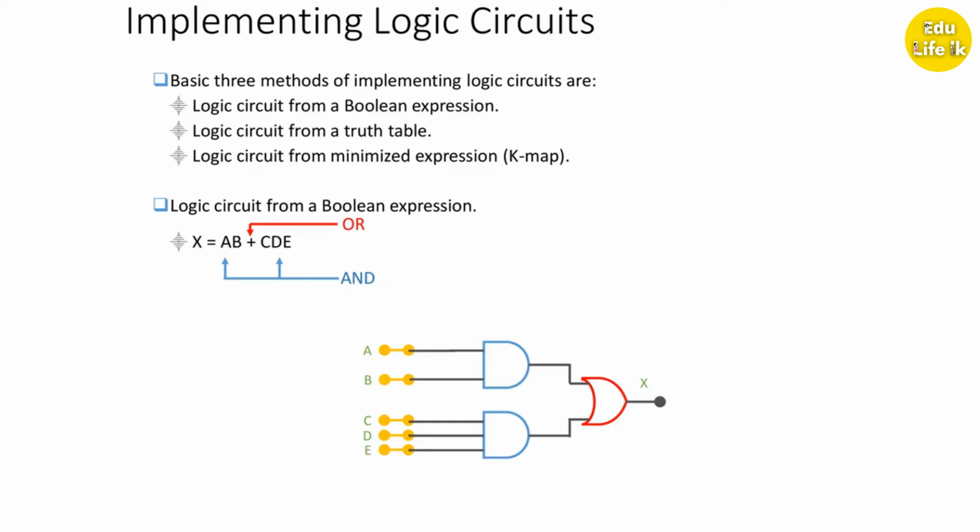Basic methods of designing logic circuits are: logic circuits from Boolean expressions, logic circuits from a truth table, and logic circuits from minimized expressions using K-map. You can see the Boolean expression below the diagram is X equals AB plus CDE. The plus means OR, and A and B, and C, D, E are also ANDed. You can see the AB AND gate, the CDE AND gate, and the OR gate in red color.